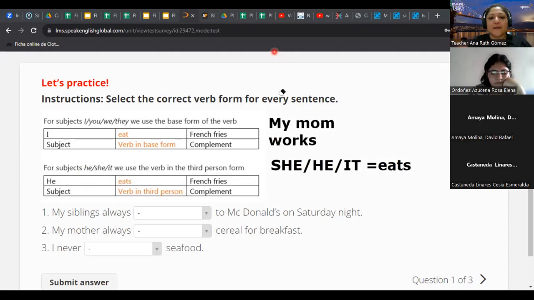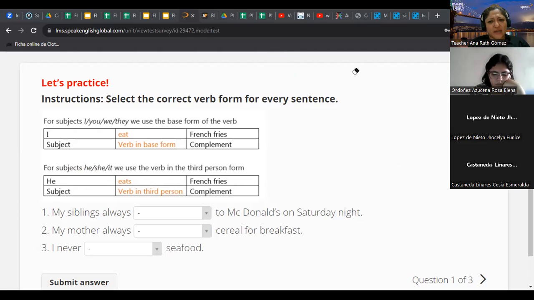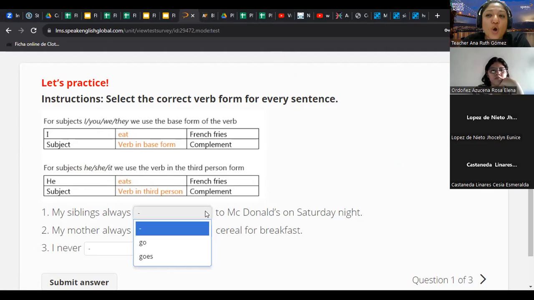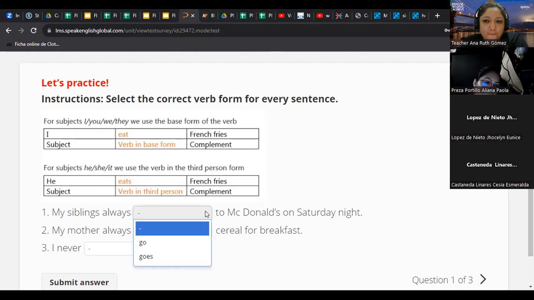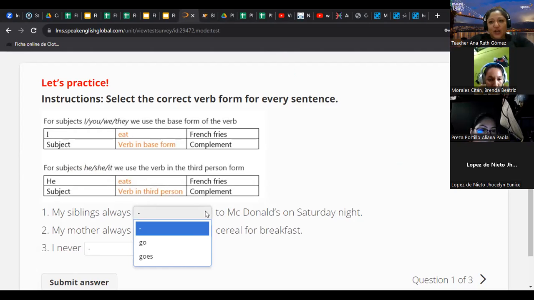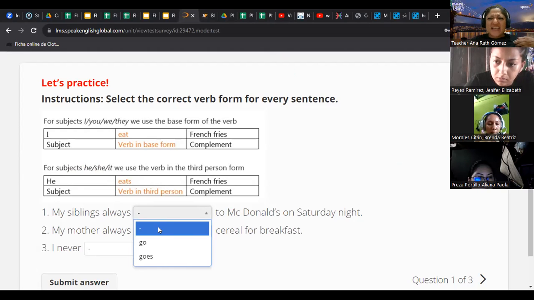All right, so we're going to do this exercise. So you say, my siblings always... So which is the correct form? Go or goes? Goes. Go. What do you think? Go. The second, goes. The second or the first? The first. The second. Why the second? Why this? Okay, if you say the second, tell me why.